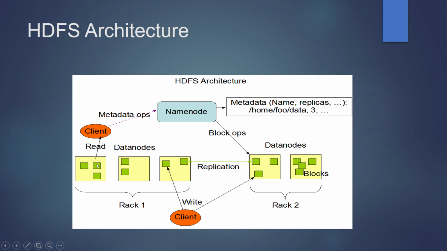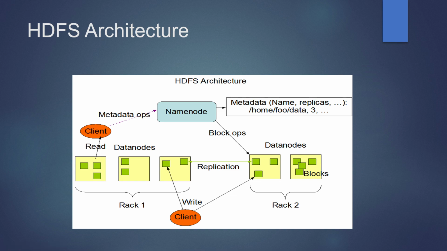The first operation is from the client. Client will request data from data node to read. The data node will approach the name node for required metadata. The metadata in the name node will provide the required information for the data node.